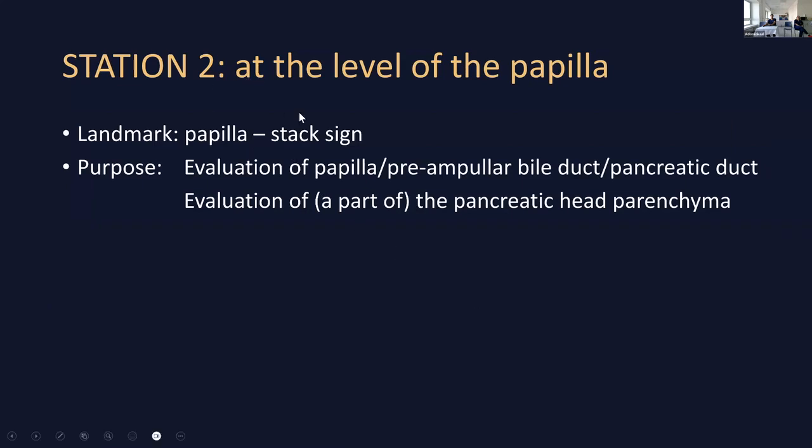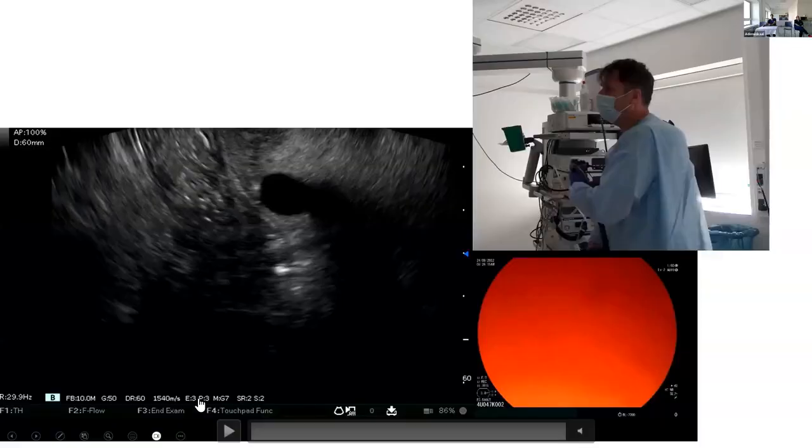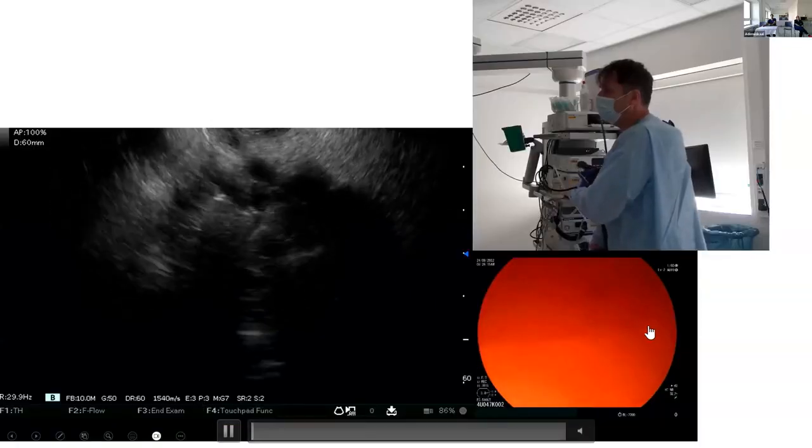The second station is at the level of the papilla. The landmark here is, of course, endoscopically the papilla, but also the stack sign. And I will show you in the video what is meant with the stack sign. The purpose of this station is the evaluation of the papilla itself and the pre-ampullar bile duct and pancreatic ducts. You can also evaluate a part of the pancreatic head parenchyma. Sometimes you can see a lot from this station, but the pancreatic head parenchyma is also seen from the first part of the duodenum. So this is how it goes in clinical practice.